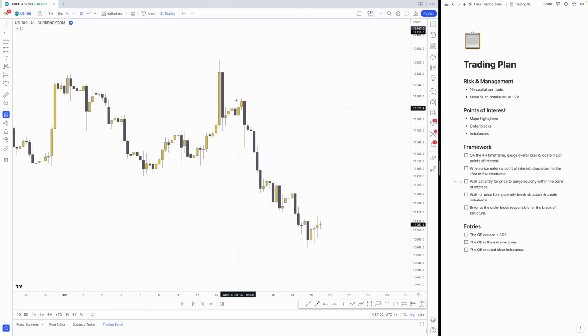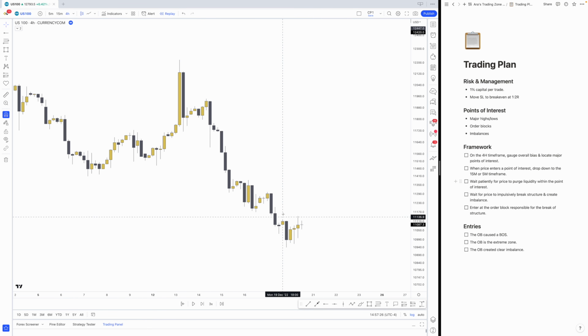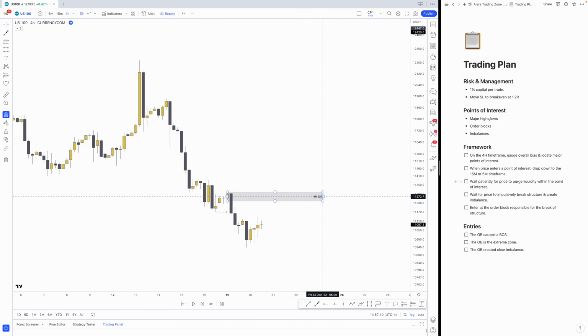Now, as you can see, we have clear momentum to the downside with bearish order flow. So I'm looking for points of interest here. The most recent one that stands out to me would be this order block right here. The reason that's an order block, of course, is because it broke market structure right there. So I'm going to label this as a 4-hour order block, and that's going to be our point of interest. So all we have to do now is wait for price to enter this zone.